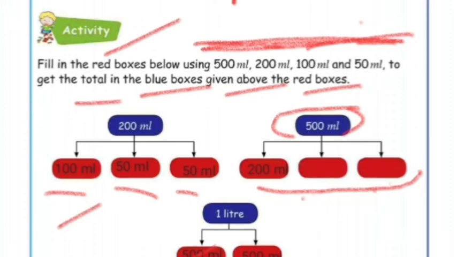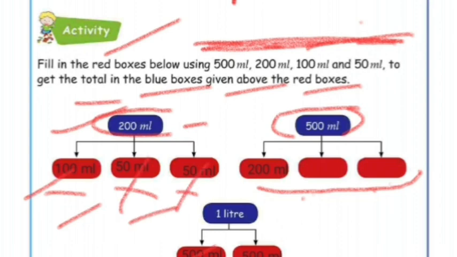For example, just observe here, 200 milliliter. Now I have distributed the 200 milliliter in 3 red boxes. 100 milliliters and 50 milliliters equal to 100 milliliters, and here I have already filled 100 milliliters, so it is 200 milliliters. In the same way I have done here also. So you have to do this box. These 2 boxes you have to fill by yourself.